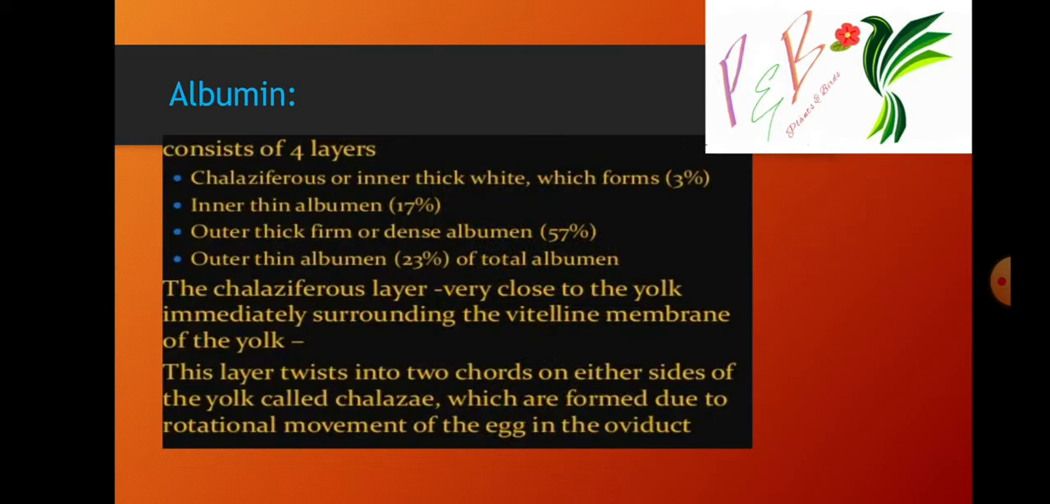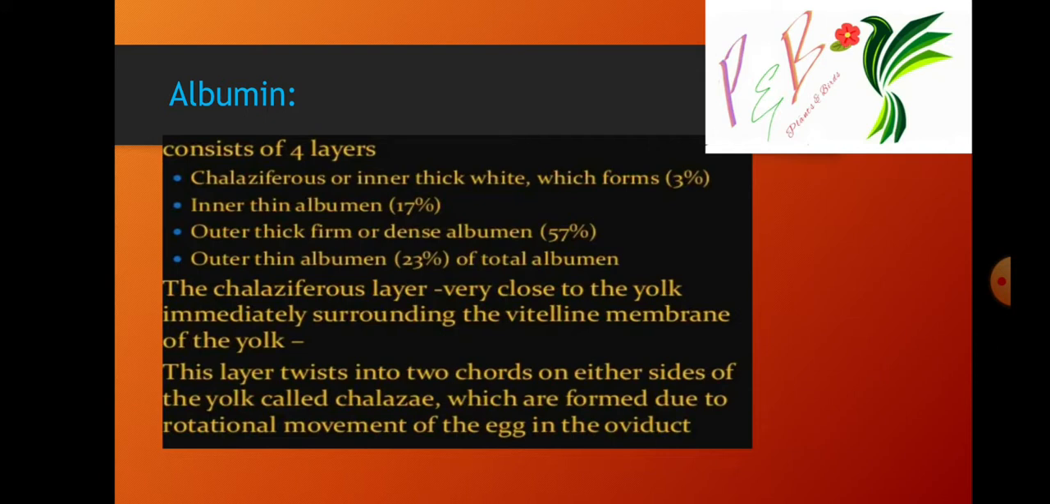Now we will study albumin. It consists of four layers: the chalaziferous or inner thick white, which forms 3%, inner thin albumin 17%, outer thick or dense albumin 57%, which is important and the maximum percentage, and outer thin albumin 23% of the total albumin.